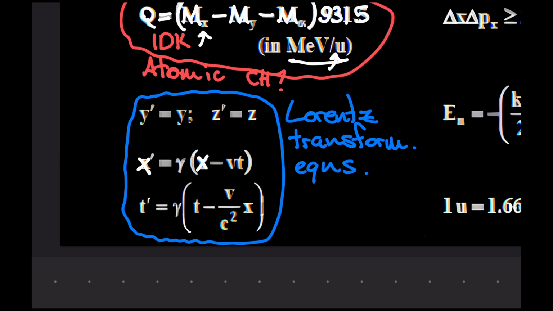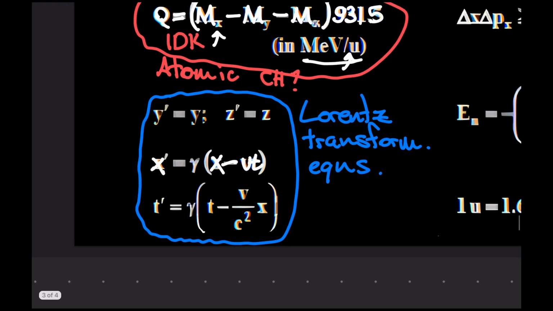x, right? X over here. You subtract vt. V is the speed that you're going at. Gamma over here is the relativistic factor. And you have the Lorentz transformation equation for the x direction, which is the direction of motion. In the y direction, you do not have any motion, so the y direction does not change. Y prime equals y. And we're not moving in the z direction, so z prime equals z.